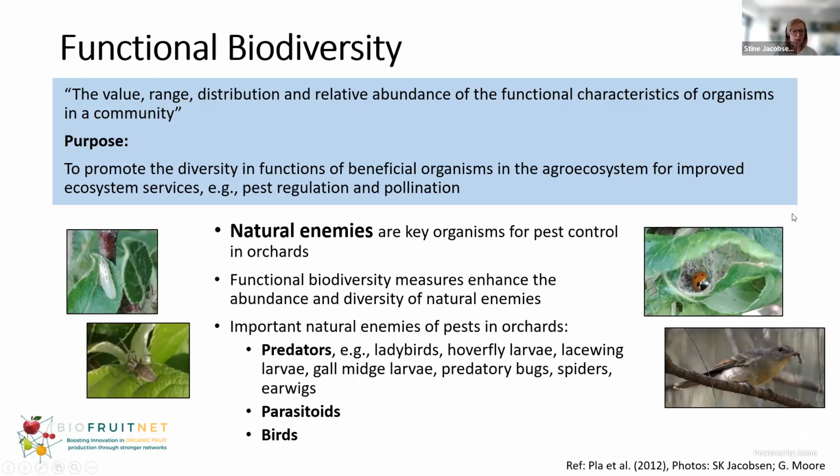Yeah, so natural enemies are key organisms for pest control in the orchards. And these different measures that we will present here can enhance the abundance and diversity of these natural enemies and thereby increase the natural pest regulation. So important natural enemies of pests in orchards are, for example, predators. This can be ladybirds, hoverfly larvae, lacewing larvae, and so on. It can also be parasitoids, and also birds and bats. And these are all commonly naturally occurring in the orchards already, but can really be enhanced by these different measures.